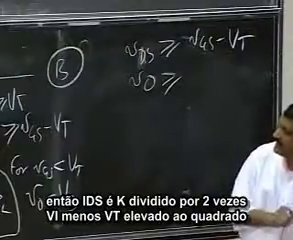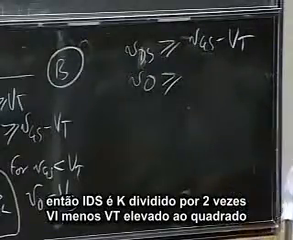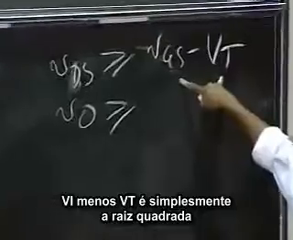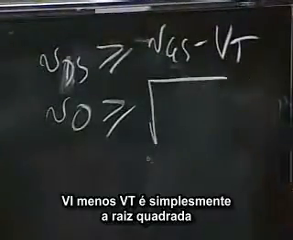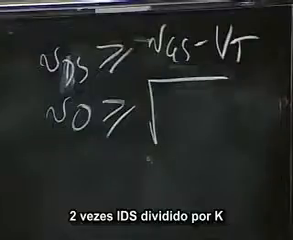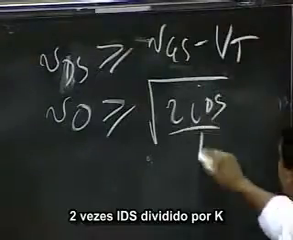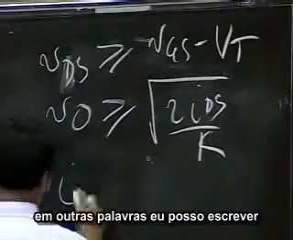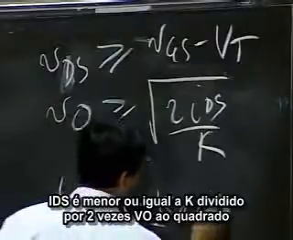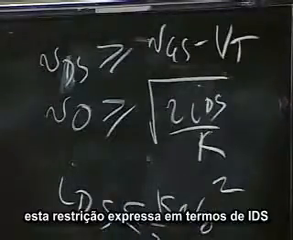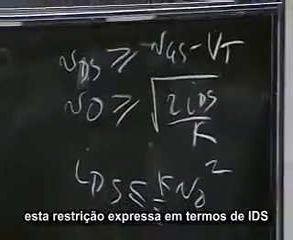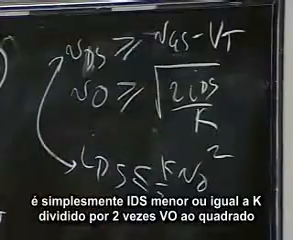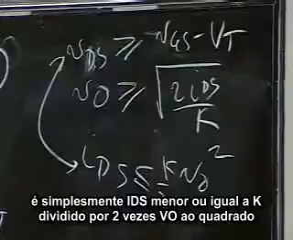So IDS is K divided by 2 times VI minus VT whole squared. All right? So this is VI minus VT. So VI minus VT is simply square root of 2 IDS divided by K. Okay? In other words, I can write IDS less than or equal to K by 2 V0 squared. Okay, so this constraint expressed in terms of IDS is simply IDS less than or equal to K by 2 V0 squared.